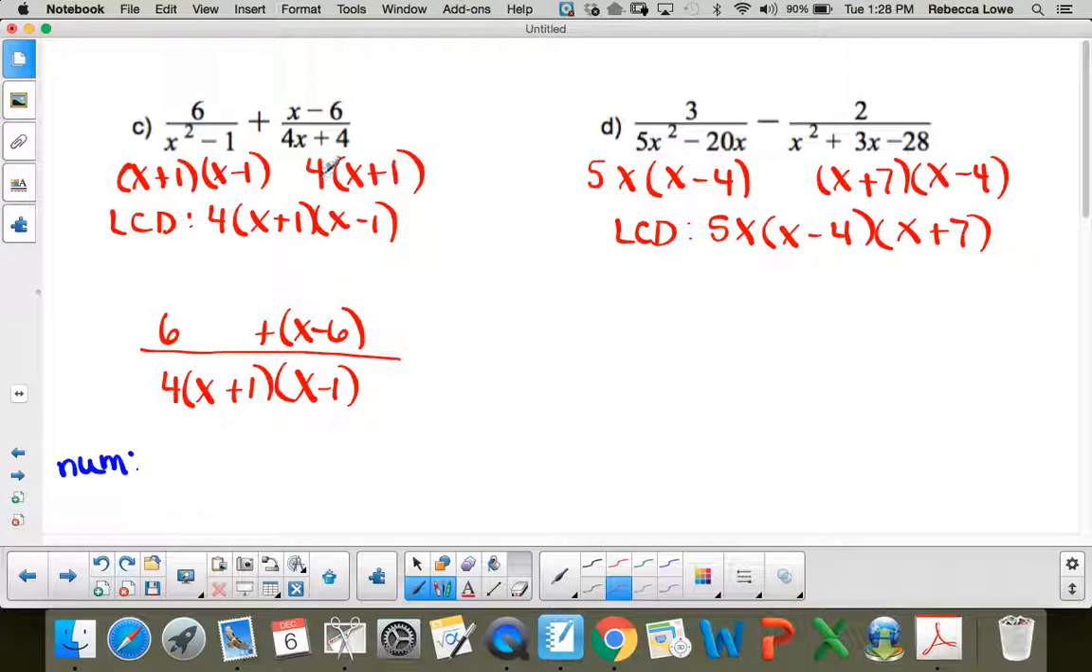Well, they don't share a 4. They don't share x minus 1, and they share an x plus 1. So the least common denominator is the factors that they share and they don't share. And you can see I wrote the least common denominator right down here.